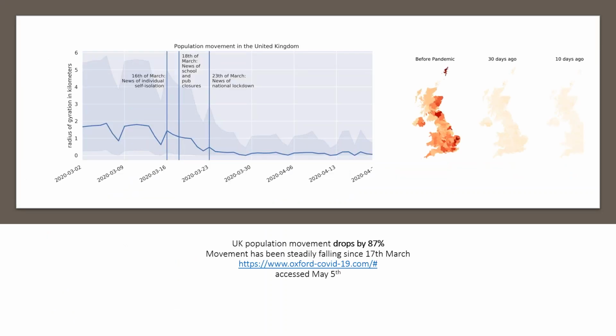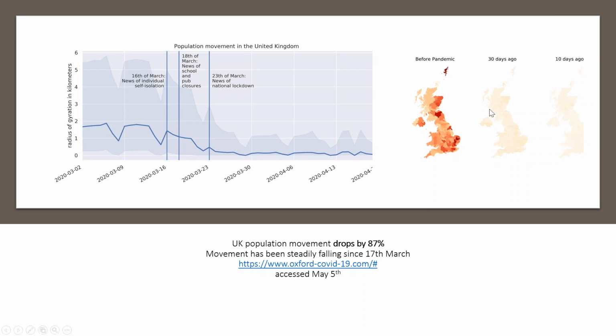One of the effects that was almost immediately observed was that people just decreased their rate of movement, and this was a nice visual that I found for Britain, where you can see the level of activity as the restrictions were imposed in the UK, so that it came dramatically down as the disease went on in the UK.